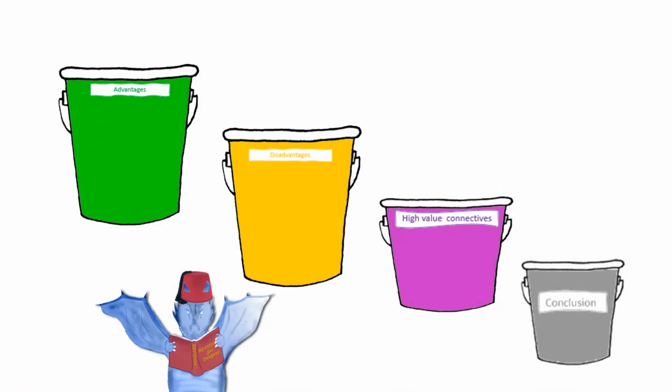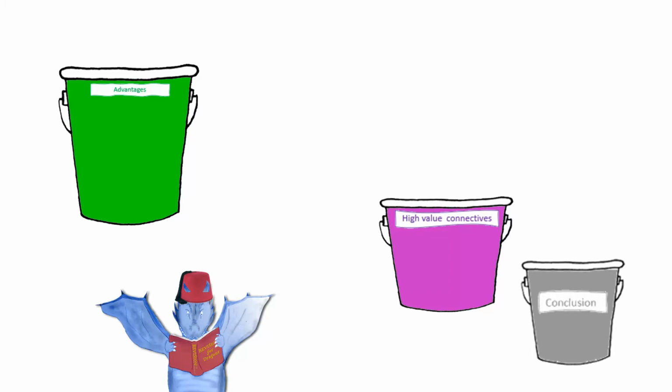Well, as you know, the rainbow buckets are the format we use for extended writing. However, we don't need advantages, disadvantages, high value connectors and conclusion. We don't need all of them, because the question is only 4 marks, and it's actually just asked you for actions to improve Jasmina's retained profit figure. So this is where you would talk about the actions and you justify the actions or explain why they're good. So the one we don't need is the yellow disadvantage bucket.